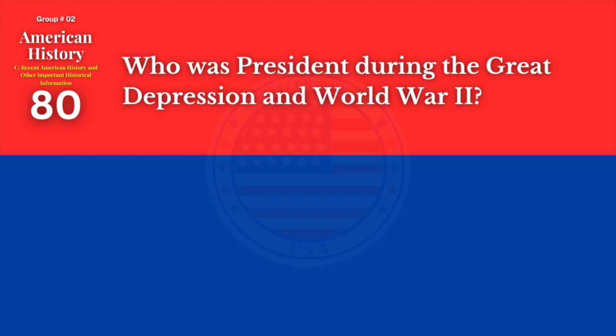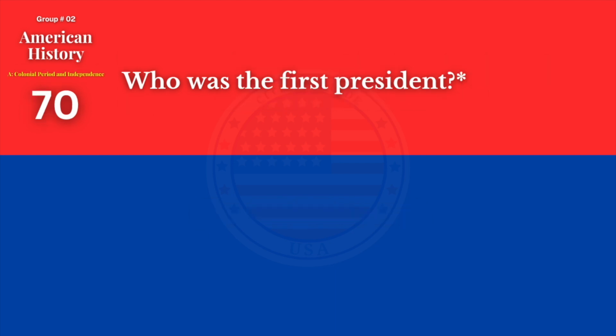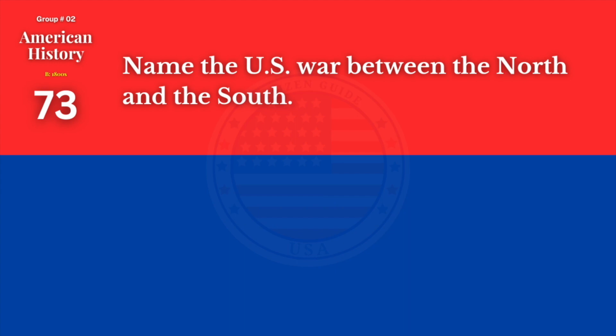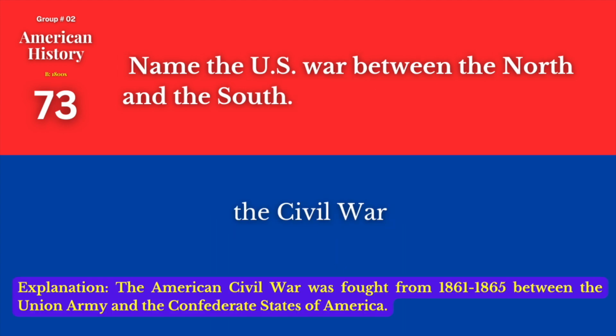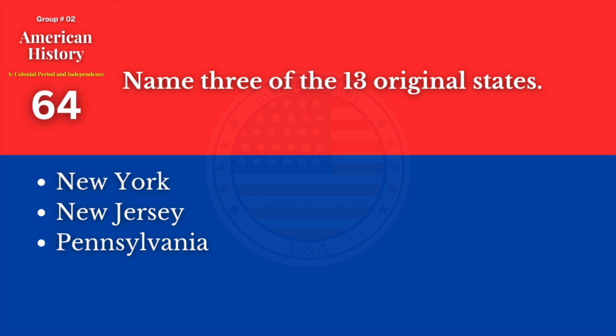Who was president during the Great Depression and World War II? Franklin Roosevelt. Who was the first president? George Washington. Name the U.S. war between the North and the South. The Civil War. Name 3 of the 13 original states. New York, New Jersey, Pennsylvania.